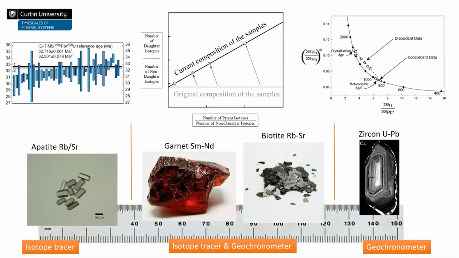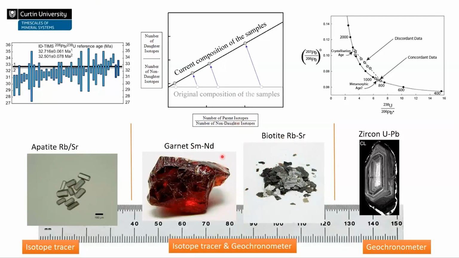We've got systems in the middle here which maybe give us some information about time, but also give us some information about source signature. So apatite, rubidium, strontium is a good example of a source signature because it doesn't produce any radioactive decay of radiogenic strontium. So what we get is a source signature telling us about the fluids that formed this apatite, where they came from. Garnet, SmNd, and biotite, rubidium, strontium are more towards the geochronometer end, in that they provide time information, but not necessarily as much source information, but some source information.